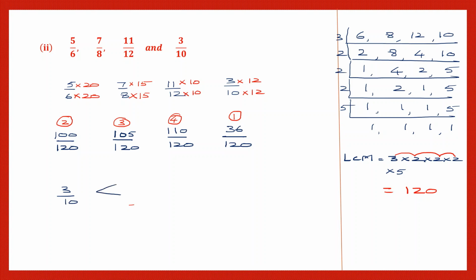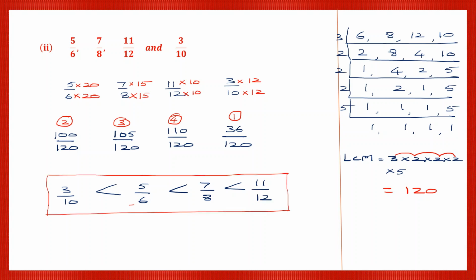Then the second one is this fraction, 100 by 120, the first one, that is 5 by 6. So let's write that, 5 by 6. Then the third one is 105 by 120. It's the second fraction. So the second fraction is 7 by 8. And the last one is 110 by 120. It's the third fraction here. So the third fraction is 11 by 12. So the last one that we arranged there is 11 by 12.